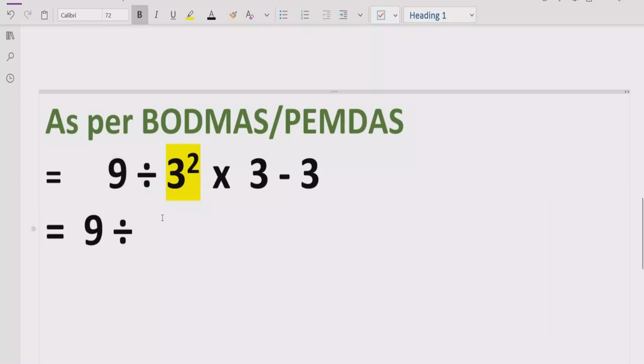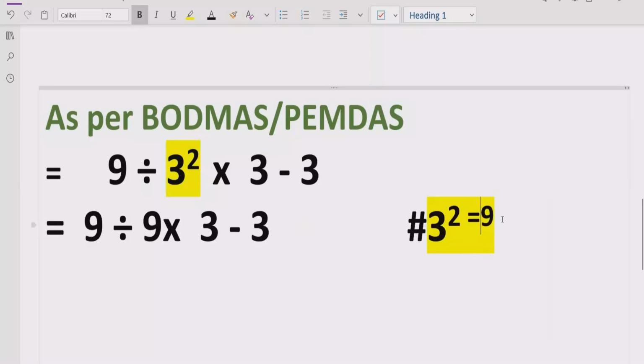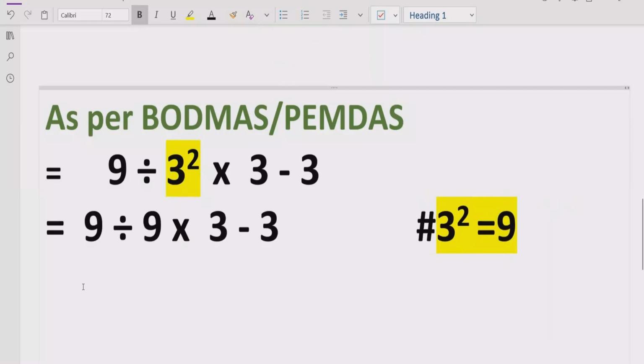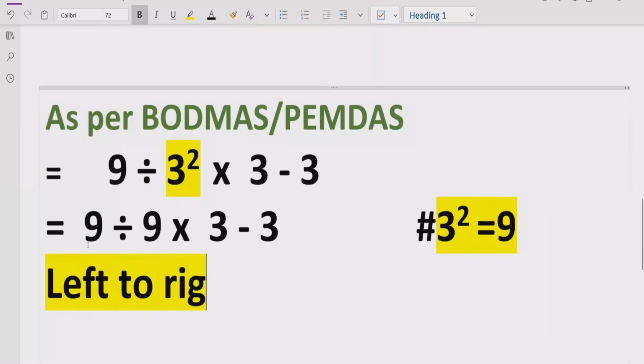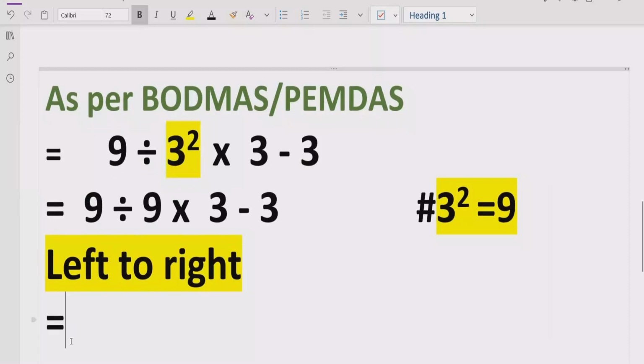So 9 divided by 3 raised to power 2, 3 raised to power 2 is equal to 9. And other things we will write as it is. Here we will give the reference: 3 raised to power 2 equals 9, and we will write here 9. Now we have to go left to right in our expression. We go left to right because we do not have any bracket or exponent left.